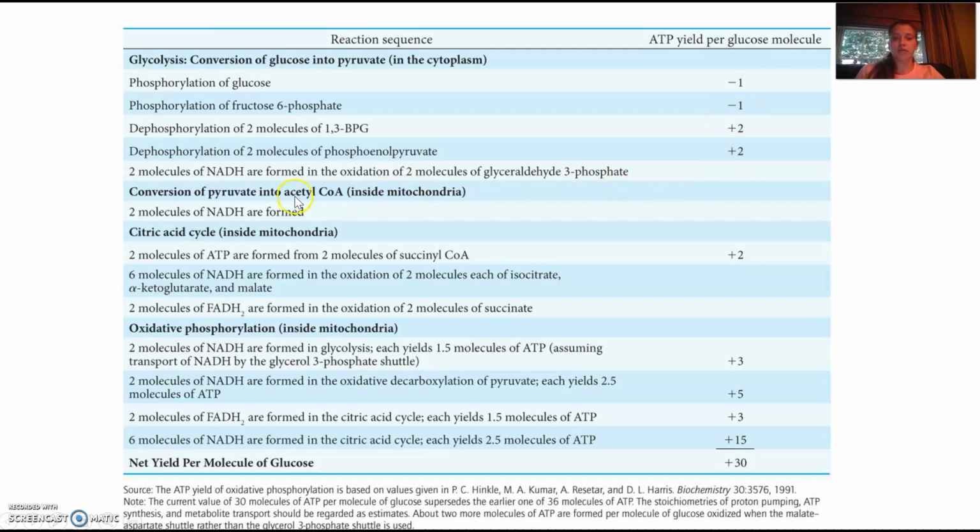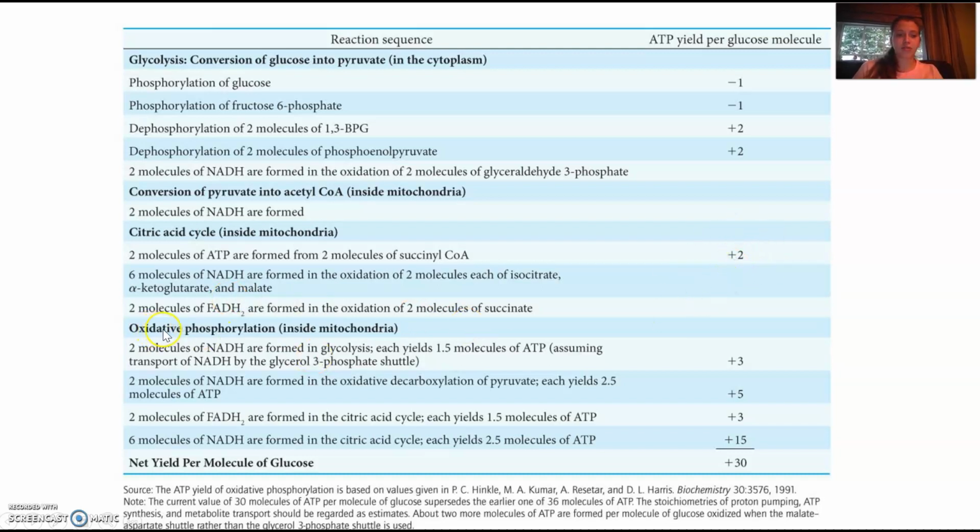And then we have the conversion of pyruvate to acetyl-CoA, or the pyruvate dehydrogenase complex. That's when the 2 NADHs are formed that I explained earlier. They come into play down here in oxidative phosphorylation. Then we go to the citric acid cycle, and as I said before, we are developing 2 molecules of ATP, and we're also getting 6 molecules of NADH and 2 FADHs, which are really important for oxidative phosphorylation eventually as well. But we also just have 2 little ATPs.